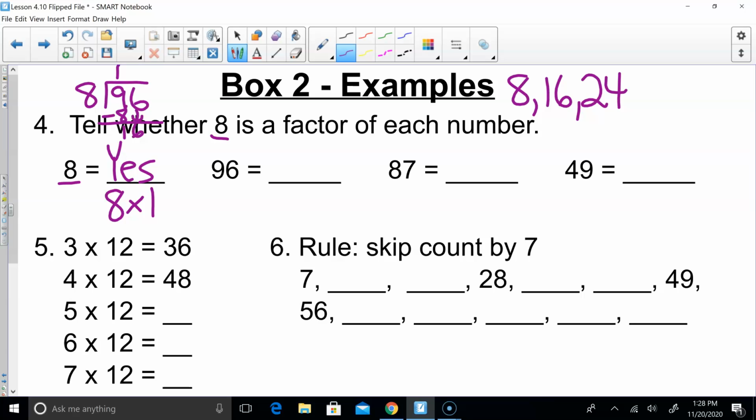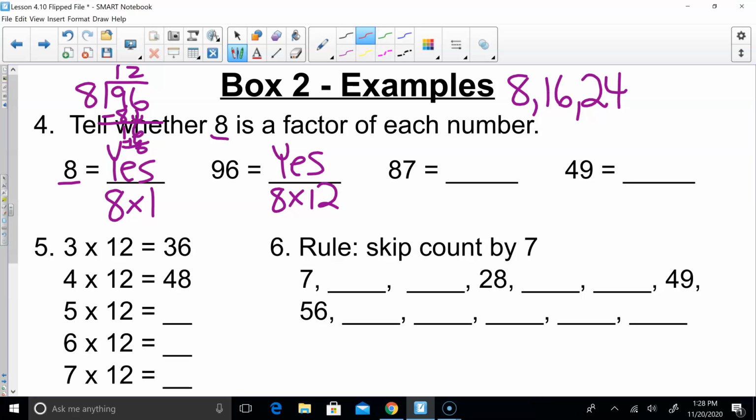Bring down the 6. 8 can go into 16 2 times. So is 96. So that would be 16. I'm going to subtract to give 0. There we go. So we don't have a remainder. That means 96, yes, is a factor because why? 8 times 12. So we'll try the next one.